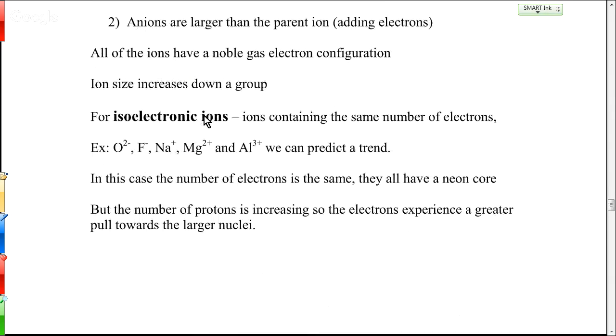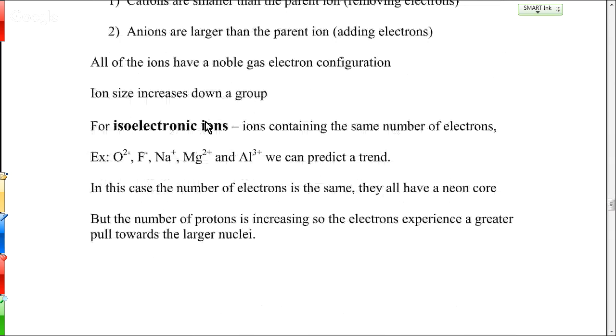We talked a little bit about ionic size in the previous chapter, but let's look at these 3. For isoelectronic ions, we can predict the trend based on charge. So isoelectronic: iso means same, electronic, electrons, so the same number of electrons. If you look at O2 minus, F minus, Na plus, Mg2 plus, Al3 plus, those all have noble gas configuration. Those all have neon configuration.